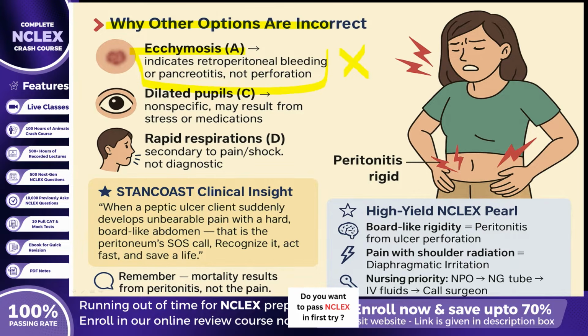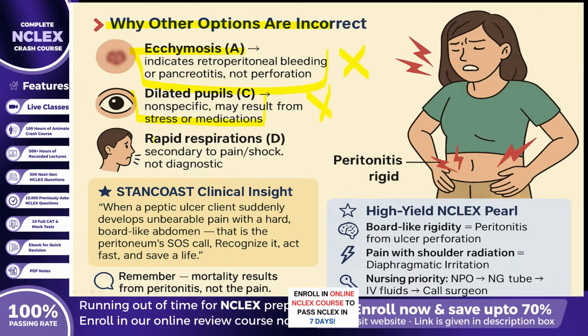Moving on, Option C, the client's pupils are widely dilated, is also incorrect. Pupil dilation can occur due to stress, medication effects, or neurological disorders, none of which directly relate to gastrointestinal perforation. Hence, it has no diagnostic value in this case.